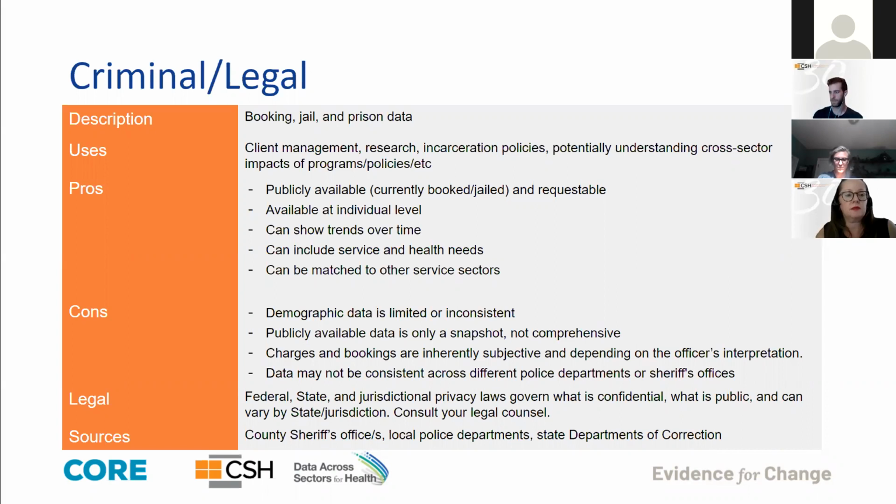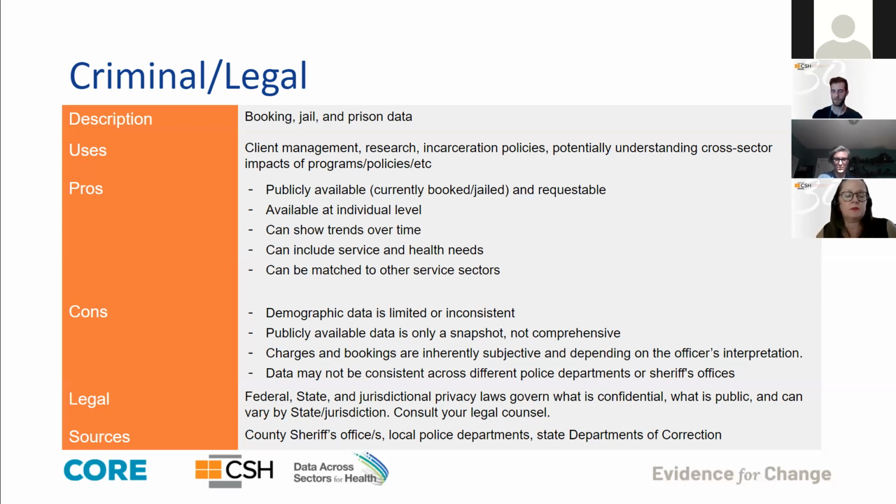jail and prison data. In theory it's actually not that different from the HMIS data in terms of shelter bed management. This is just jail bed management. That's how they use it. And then it can be used for research purposes, to study incarceration policies, and for understanding cross-sector impacts of programs, policies, et cetera, particularly on the legal side.